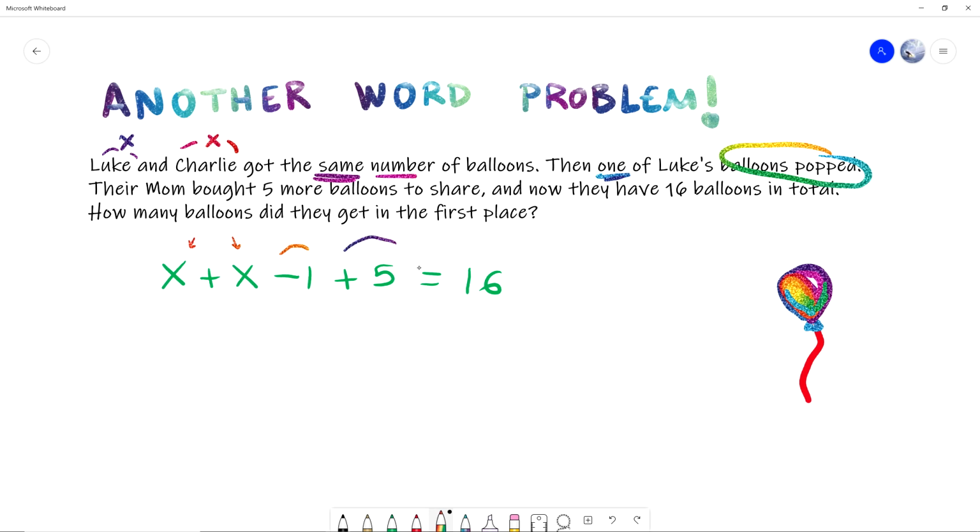What's this 5? After that, the 5 is how many balloons my mom got. That's right. So your mom got 5 more because she's a great mom. And then, what's this equals 16? It's how many balloons we have in total. In total, you have 16 balloons at the end of all the drama. So you have x plus x minus 1 plus 5 equals 16.